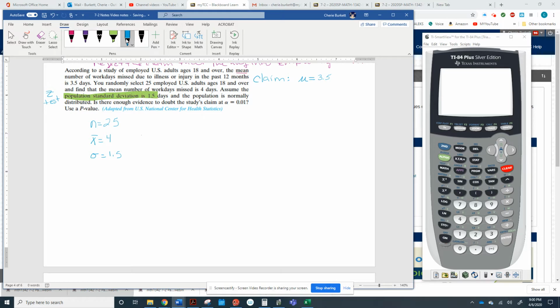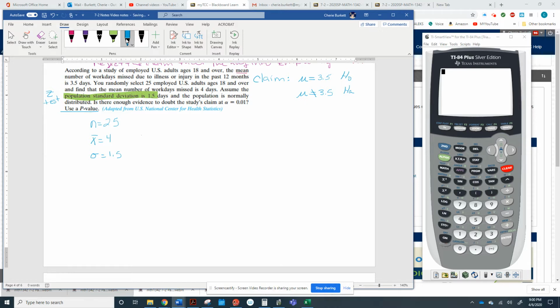But before I do that, it says use a p-value. So here is an example where they're specifically asking us to use the p-value test, not the rejection region. So I'm going to go back over here. The claim contains equality, so that means it's my null hypothesis. That means my alternative hypothesis is the opposite of equaling 3.5, so it's not 3.5. That's the alternative hypothesis.